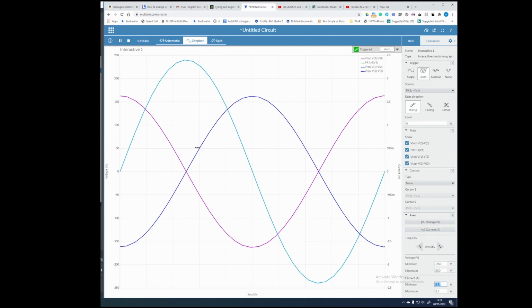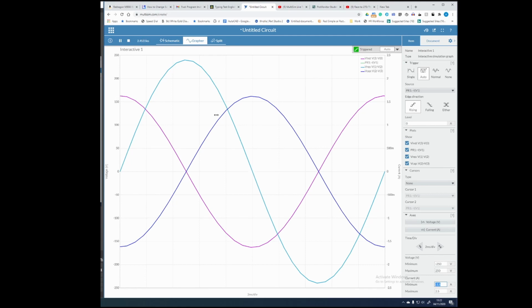So what have we got here? We've got our, as we see here, the dark blue, VCap and VInd are 180 degrees out of phase. So when the inductor voltage is at absolute minimum, the capacitance voltage is absolute maximum, and they're symmetrical, so they cancel each other out. They will do.